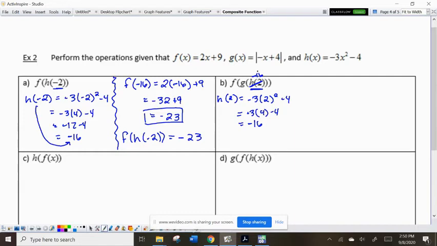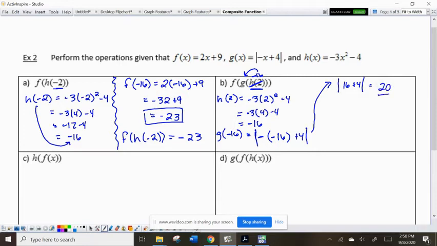Now it has to go into g. Make sure you're paying attention to g because there's a negative first, and then we're replacing x with -16, and this is still happening inside absolute value. So when we simplify that, we end up with the absolute value of 16 plus 4. Opposite of a negative is a positive, and that gives us an answer of 20.